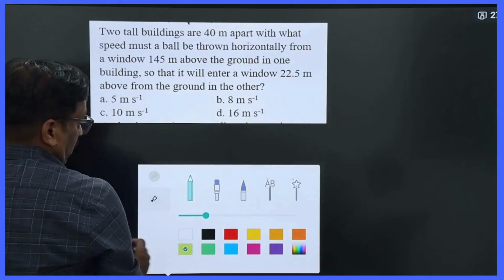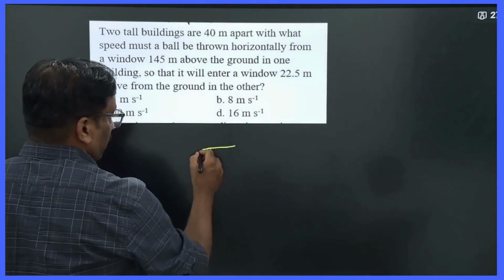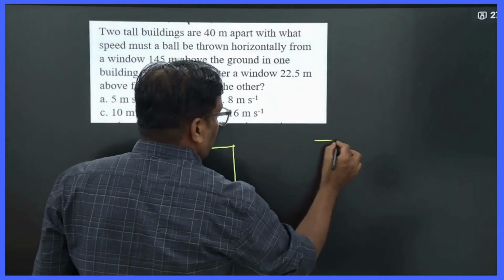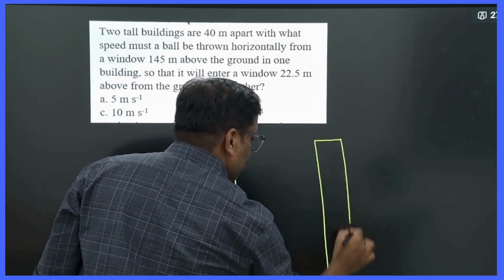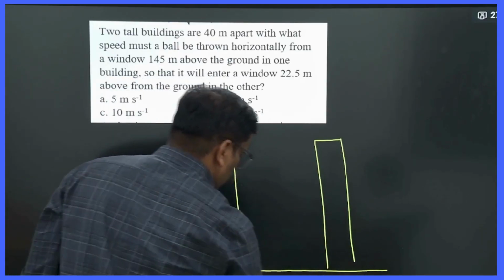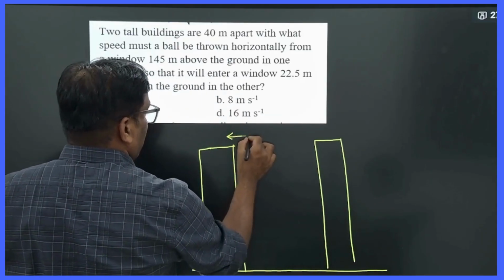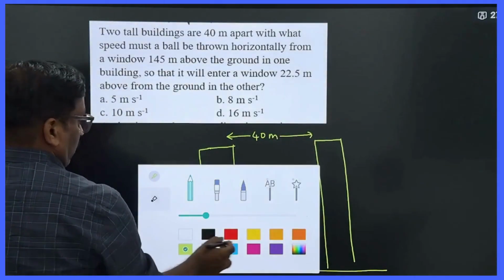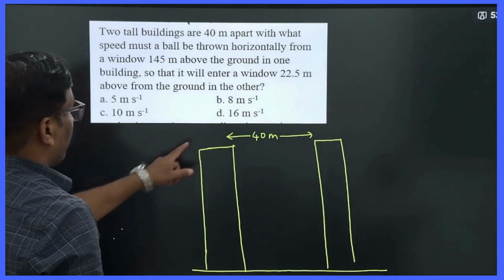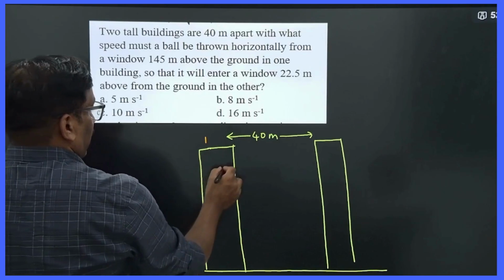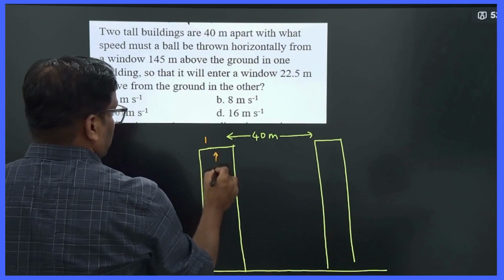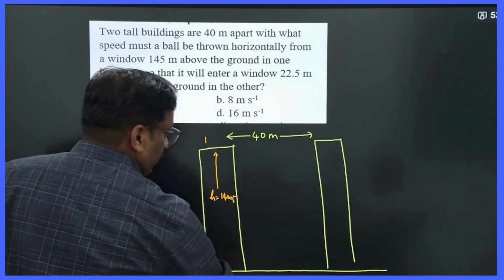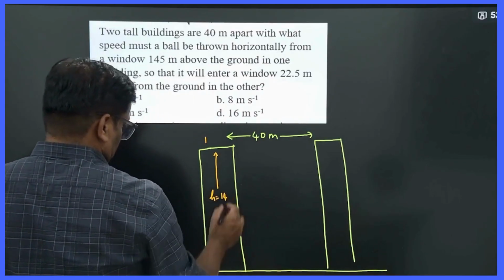Listen. Here there are two buildings. This is one building, and there is another building. These two buildings are separated by 40 meters, so 40 meters apart. Now from one of the buildings, at a height of, suppose, about 145 meters.